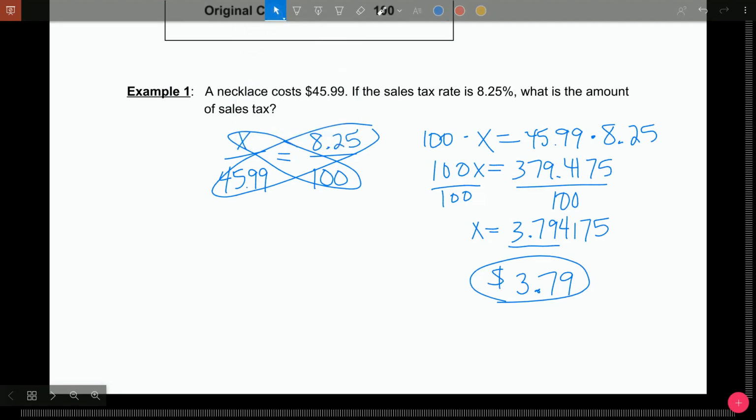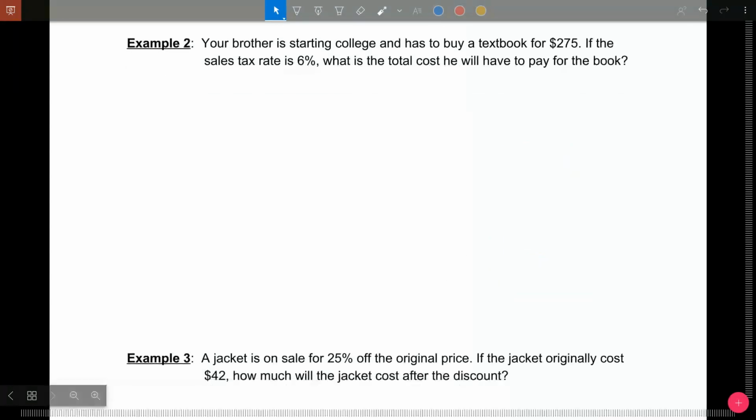Let's take a look at the next example. Example 2, your brother is starting college and has to buy a textbook for $275. If the sales tax rate is 6%, what is the total cost he will have to pay for the book?